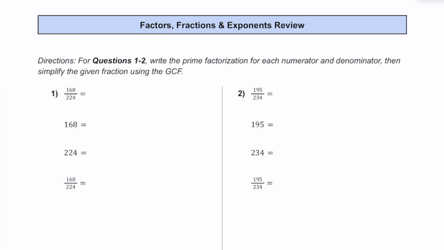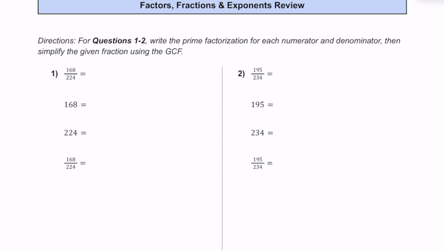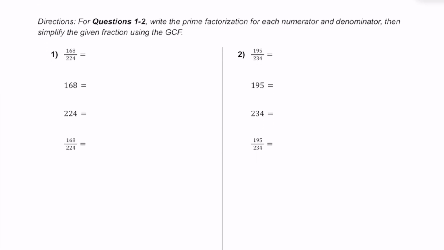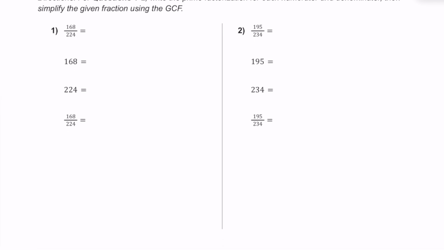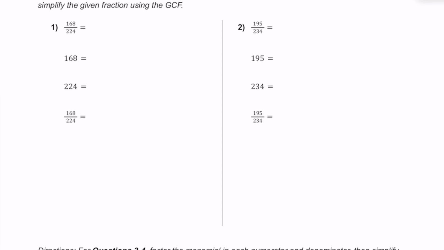For questions 1 and 2, we're going to write the prime factorization for each of these numbers in the numerator and denominator. Then we're going to use those prime factorizations to simplify the original fraction. Okay, so for number 1 here, we have these two numbers, 168 and 224. So let's start with 168.